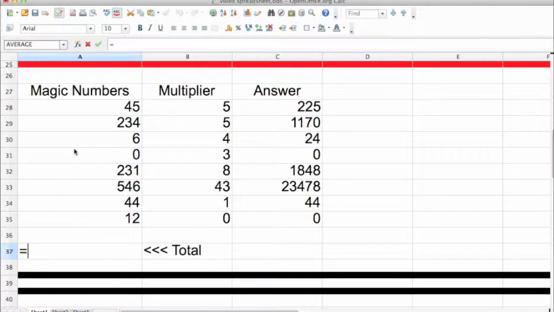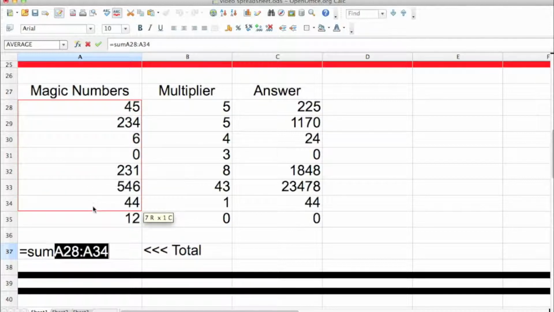And then we can also use a sum here to show the total number from the magic numbers column. That's really easy. That's equal sign sum. And then I click and drag, and then close the parentheses, and there I've got my answer.